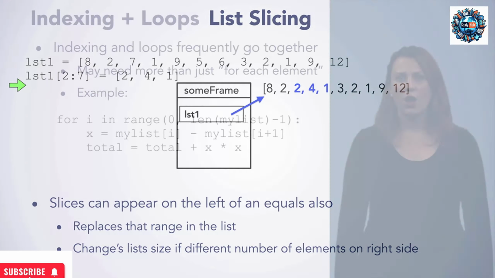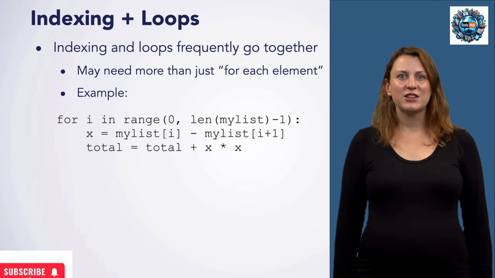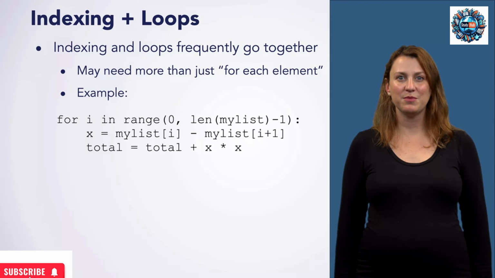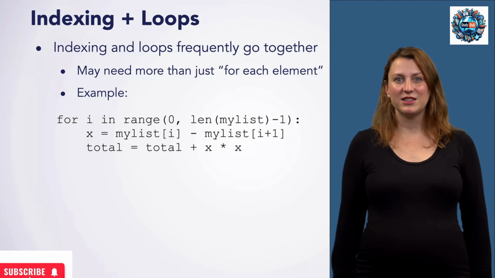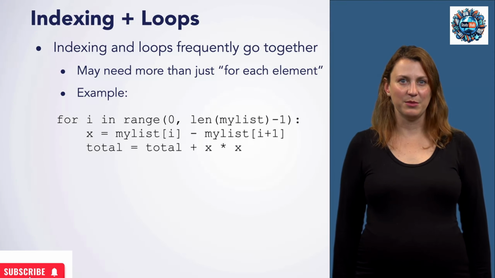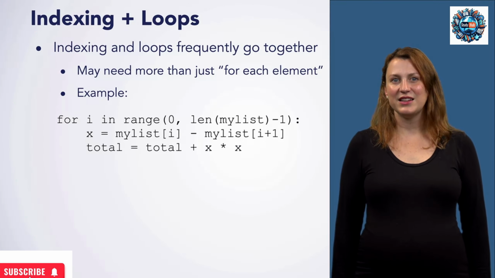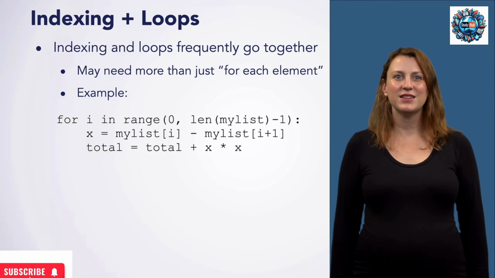While we are talking about indexing lists, it is worth mentioning that indexing and loops often go together. While there are many times in Python that you can just write a for x in mylist style loop, there are other times when you need to access the elements of the list in other ways. For example, if we want to take the difference between consecutive elements, square that difference, and sum those squares, then indexing works nicely. We can have i count over the indices of all but the last element, and then index at i to get that element and at i+1 to get the next element.